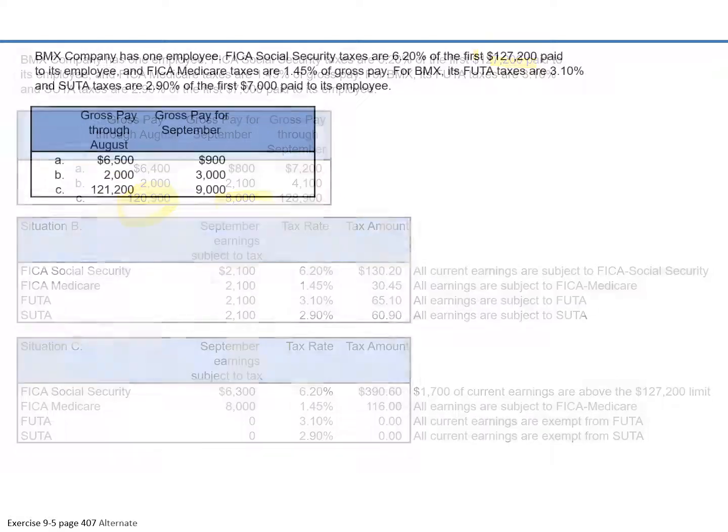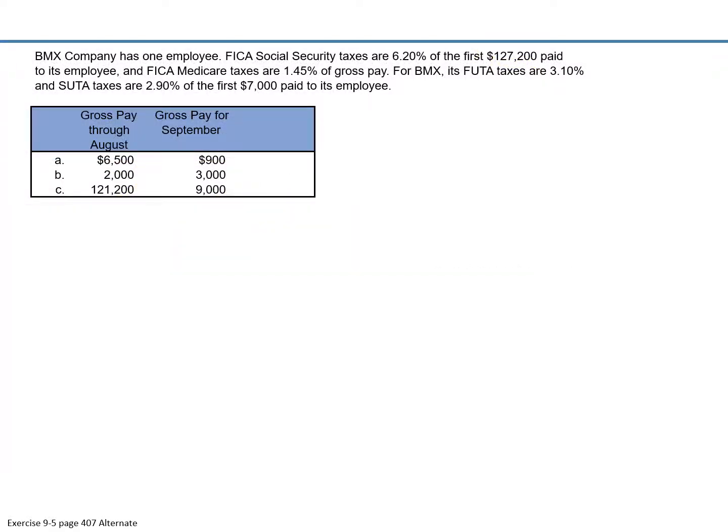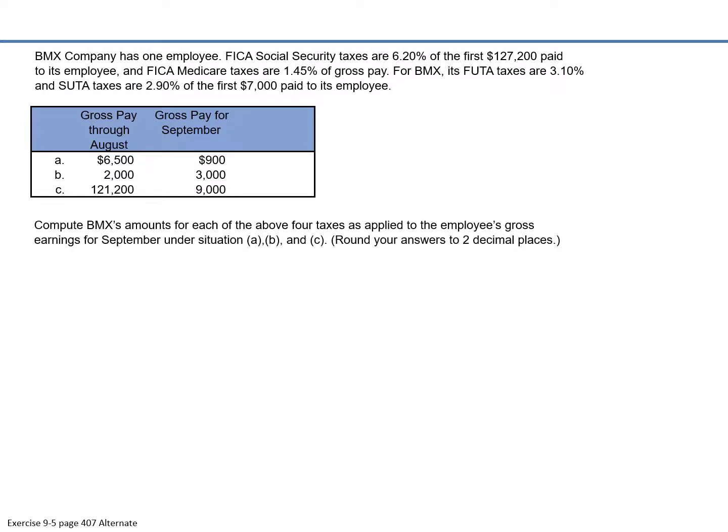Okay. All right, same problem, different numbers. Why don't you take a few minutes and see if you can figure out for each of the individual scenarios what the taxes are for situations A, B, and C. All right, so let's see how you did.